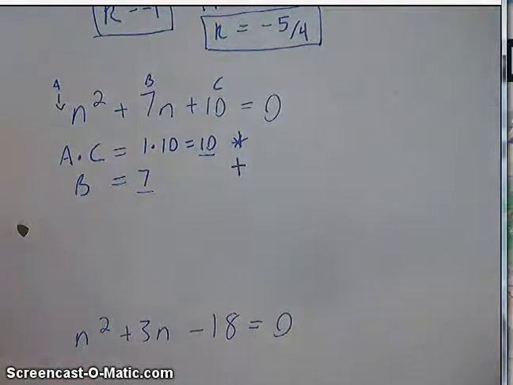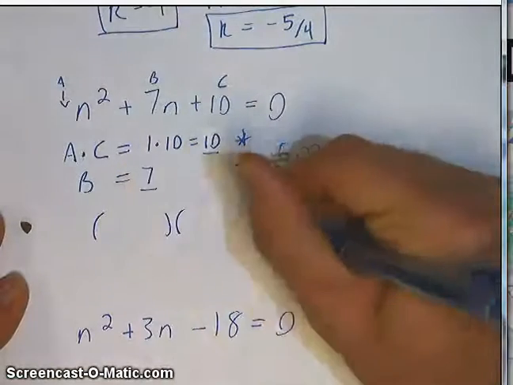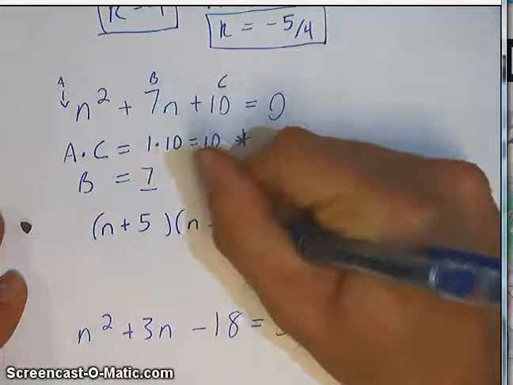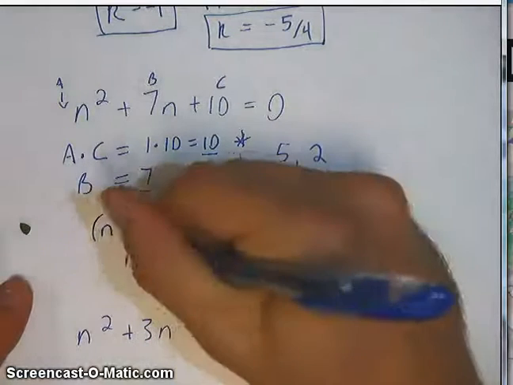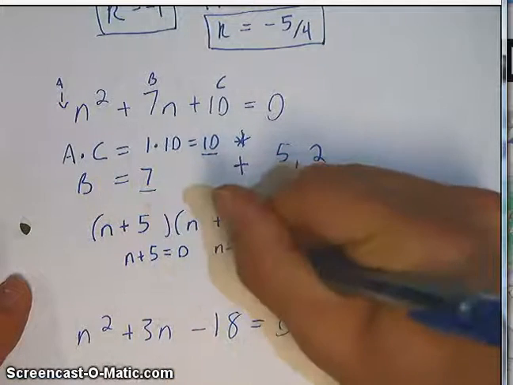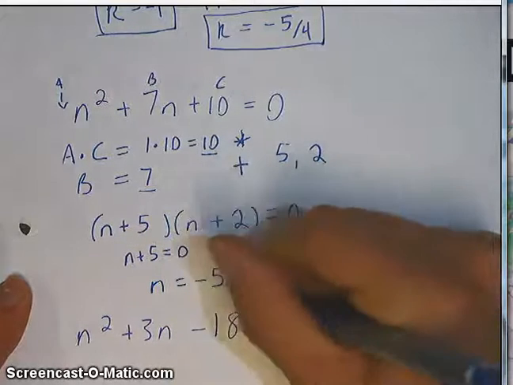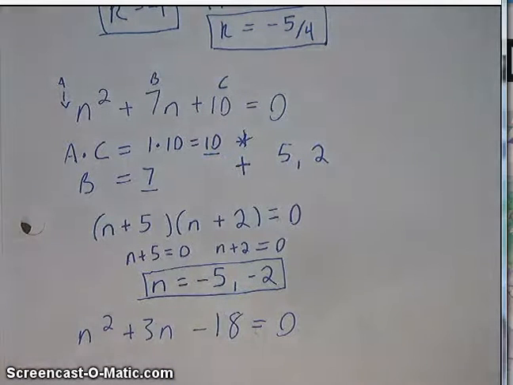And the numbers that pop in my head are 5 and 2, because those multiply to 10, but also add to 7. So, if I was going to factor this equation up here, I could rewrite it as n plus 5 times n plus 2. And at this point, I'd want to take each of these factors and set them equal to 0. n plus 5 equals 0, and n plus 2 equals 0. So when I solve for n, my two solutions are negative 5, comma, negative 2. And that's the solution to that quadratic equation up there.